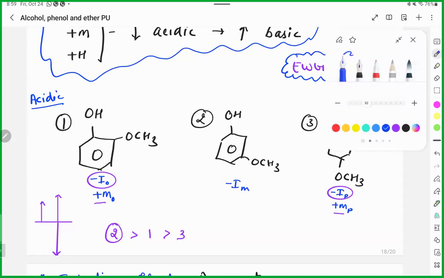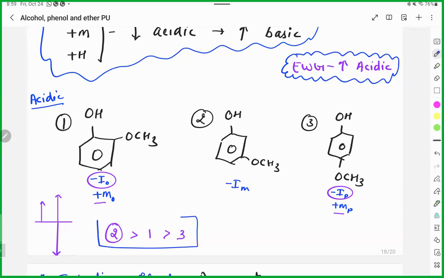Any doubt, Chinmay? No, sir. Yes, Chinmay? Okay. Any doubt? No, sir. Understood. Samat, any doubt? No, sir. You said the same answer, or was it different? Sir, I told meta, ortho, and then para. Yes, sir.